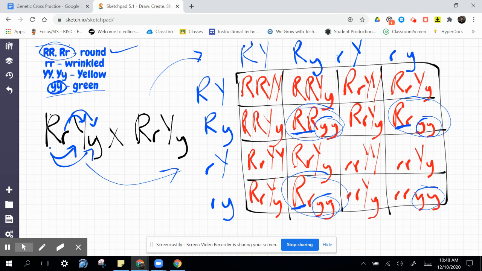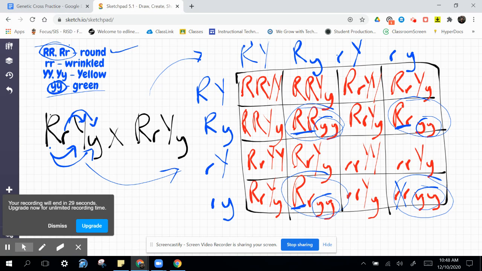round green pea. This one, not so much. It's got recessive. It's homozygous recessive for shape. So that's actually a wrinkled green combination right there. But here, here, and here, we have round green peas. So the probability of the pea offspring being round and green is 3 out of 16. And that's the dihybrid cross.